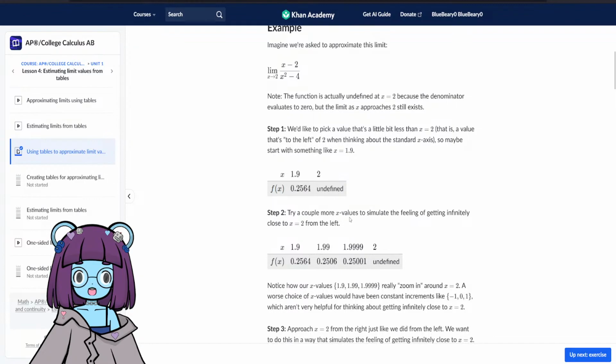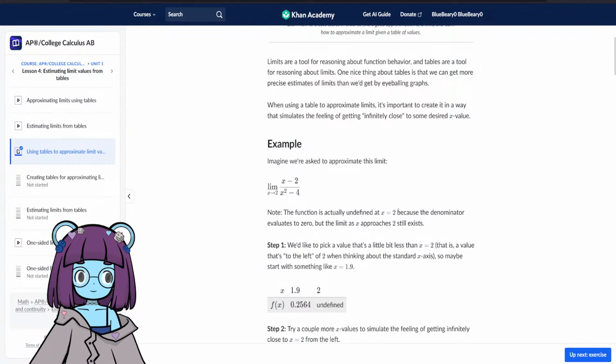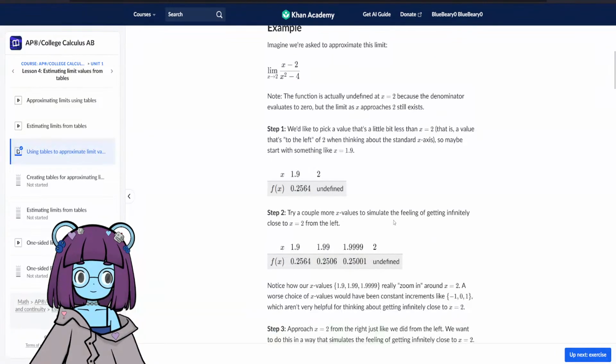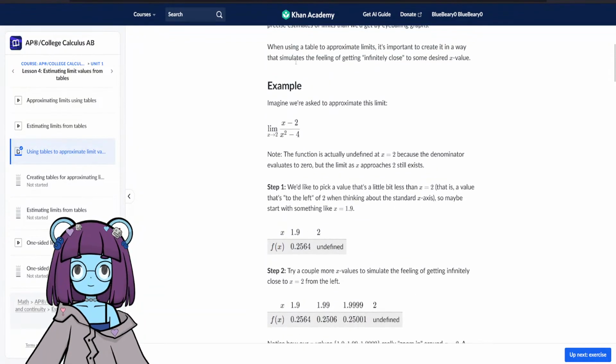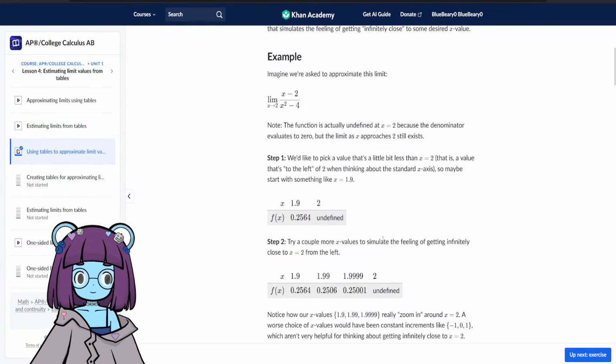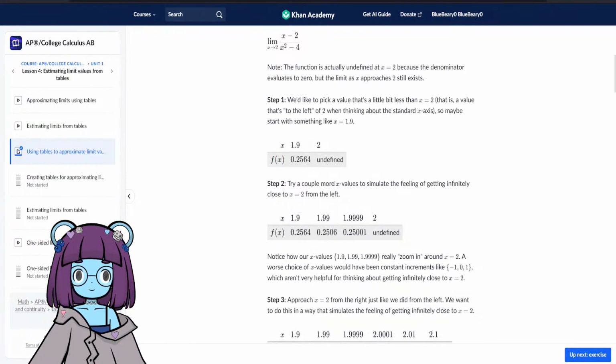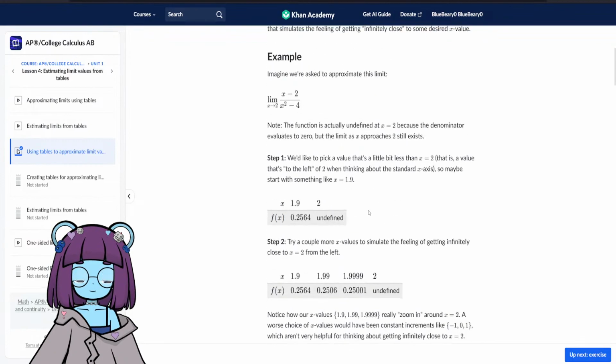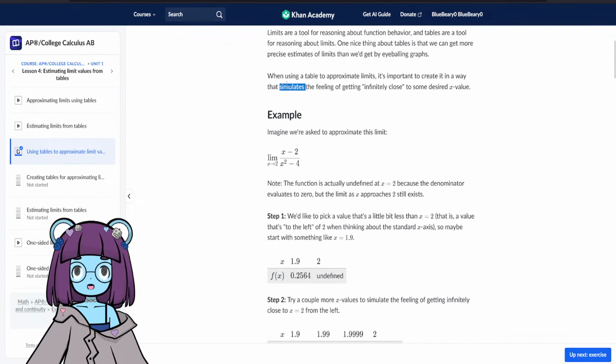Try a couple more values to simulate. Simulate the feeling of getting infinitely close to x equals 2 from the right. That's not even "stimulate." I read this wrong. It says "simulate."